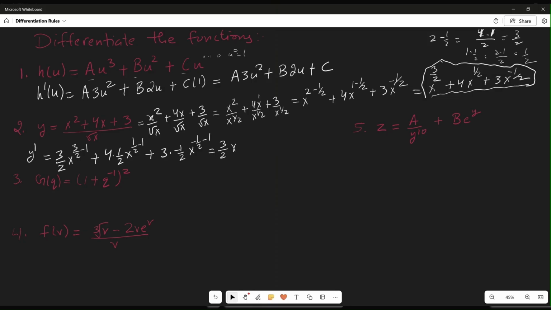This is equal to 3 over 2 times x raised to the power 1 over 2, plus 2 times x to the negative 1 over 2, correct? Because it's 1 over 2 minus 1 this time, so 1 minus 2 over 2 is negative 1 over 2. And then minus 3 by 2 times x to the negative 3 by 2.